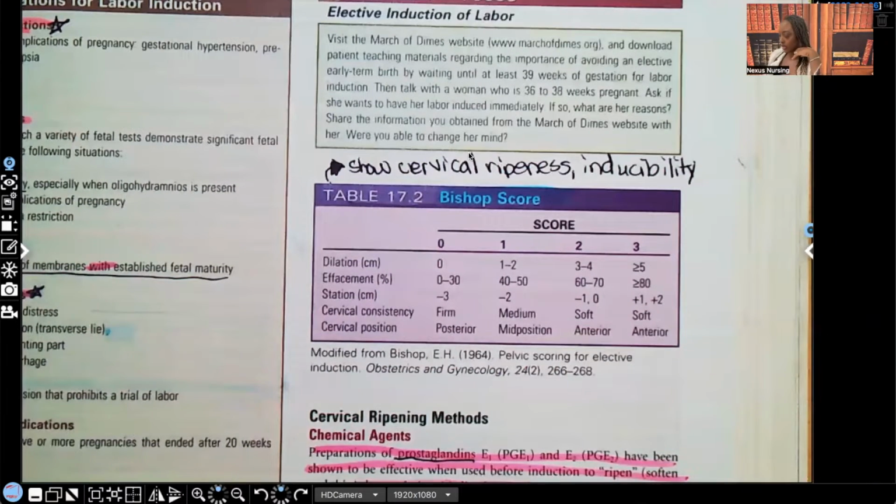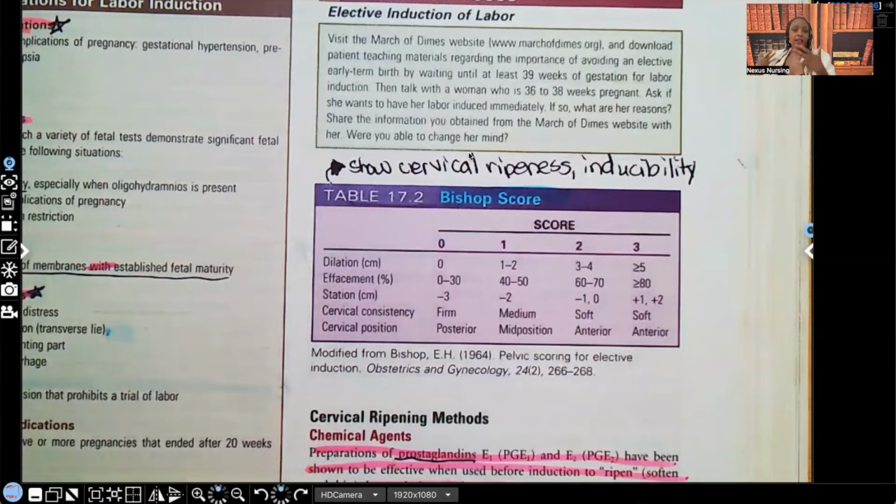Now, if you take a look at this, this is a Bishop score, and again, guys, it shows the cervical rightness, cervical readiness, cervical inducibility. You hear those words, they're all talking about the same thing. The higher the score, the more rightness, the more inducibility that the cervix has.